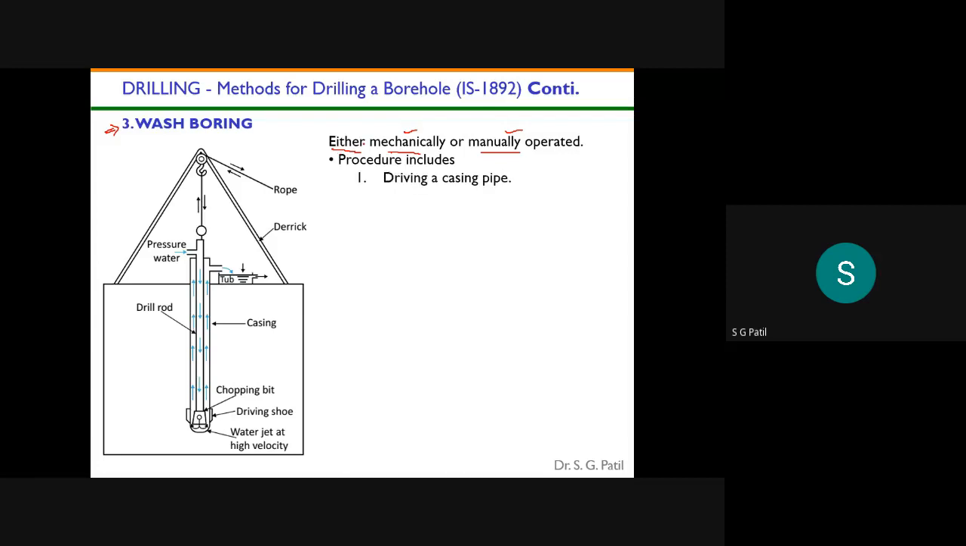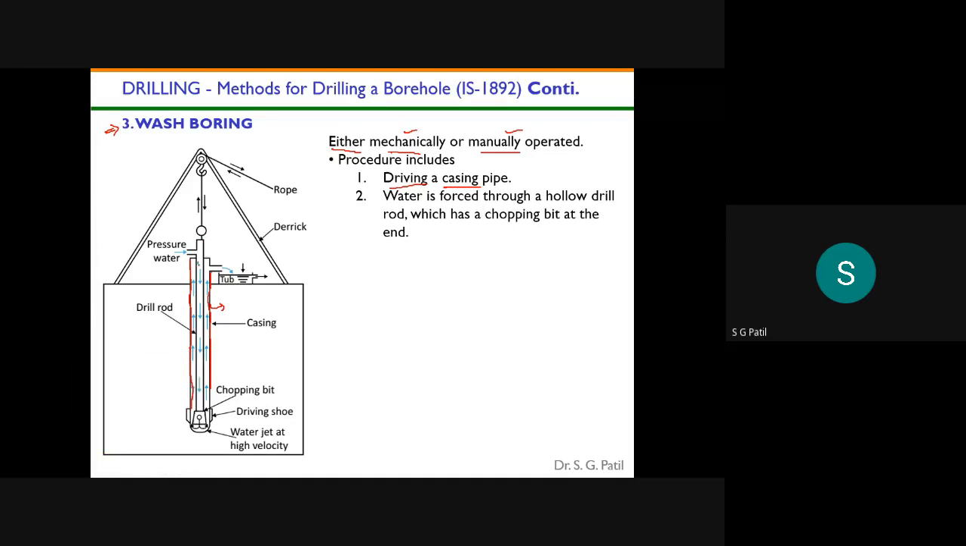So what is the procedure in wash boring? First, we will drive the casing pipe. So this is the casing pipe. First, I will drive the casing pipe inside the ground, like this. Then, water is forced through the hollow drill rod, which has a chopping bit at the end. Now you see this is the drill rod.